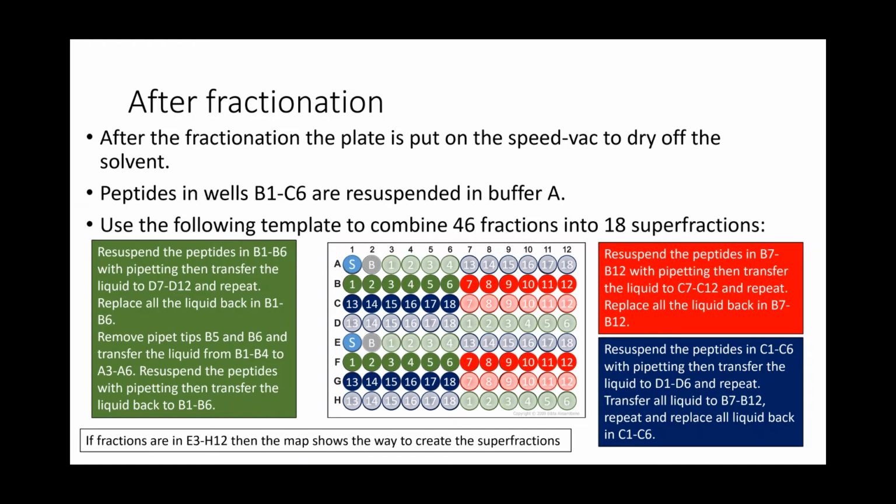For the red peptides, you would take 6 more tips from a multi-channel pipetter, resuspend the peptides from B7 through 12, and then take the C7 through 12, and then back again. And then finally, you would take C1 through 6, resuspend those peptides, gather the peptides from D1 through 6, resuspend the peptides also from A7 through 12, and put them all back into C1 through 6. So now, if you've done it correctly, you have taken 46 fractions and combined them into what we call 18 superfractions.